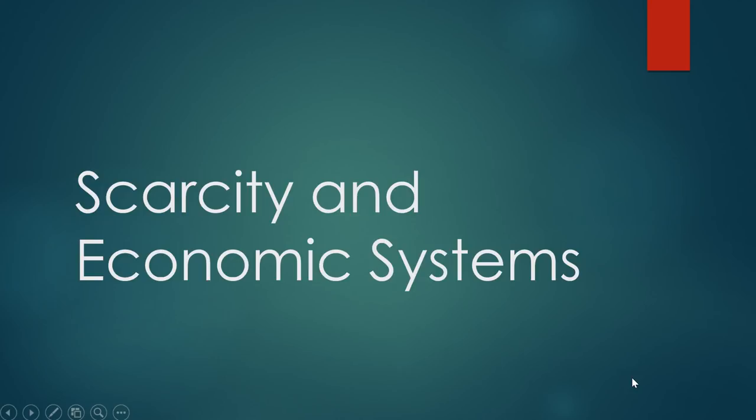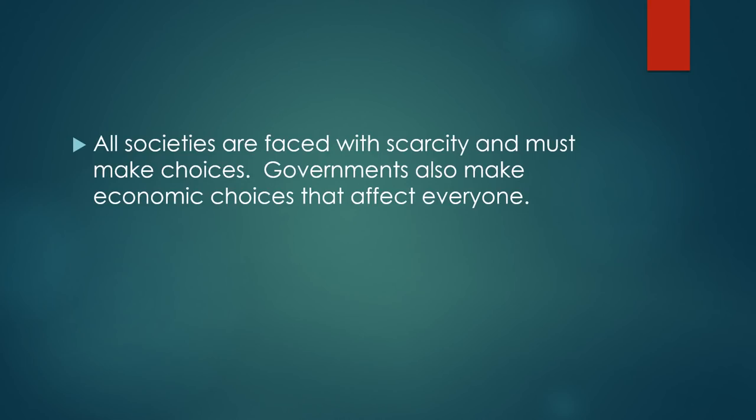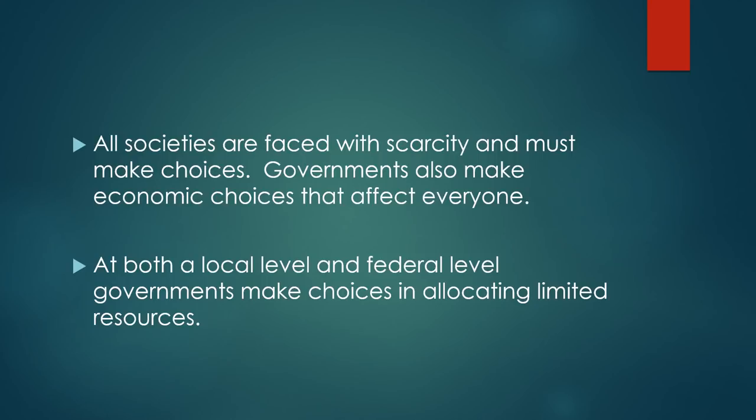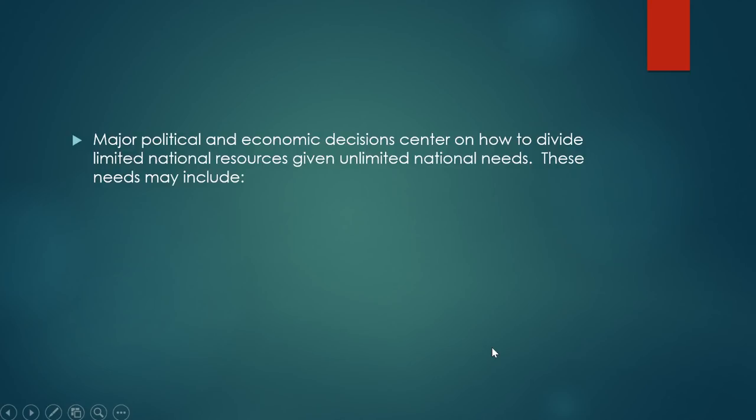Scarcity in economic systems. All societies are faced with scarcity and must make choices. Governments also make economic choices that affect everyone. At both a local level and federal level, governments make choices in allocating limited resources. Major political and economic decisions center on how to divide limited national resources given unlimited national needs.